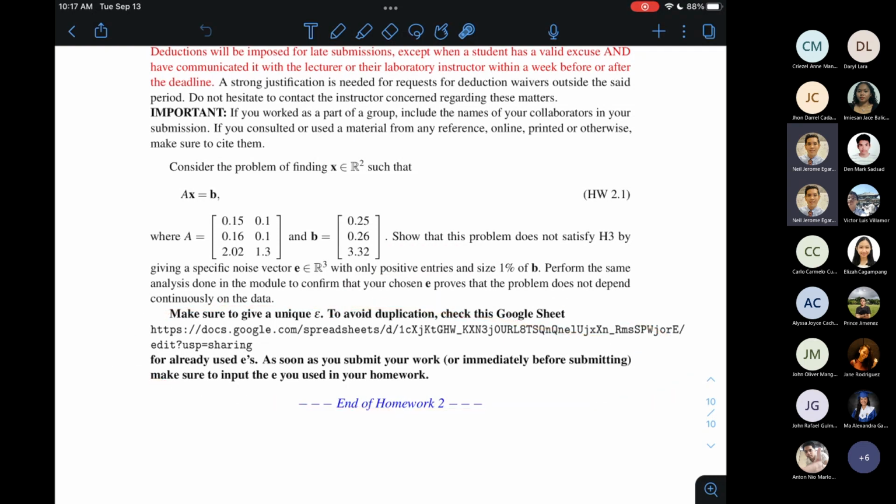So, ayoko lang na pare-parehas kayo ng E na ibigay, hindi epsilon, ng E na ibigay. So, once may naisip ka na magandang E, check mo muna si Google Doc or itong Google Sheet na to. Pag wala pa nakapagbigay ng example na yon, then i-plug in mo na. Alright? Isulat mo doon kung ano yung gagamitin mo para wala nang ibang makagamit. Alright?